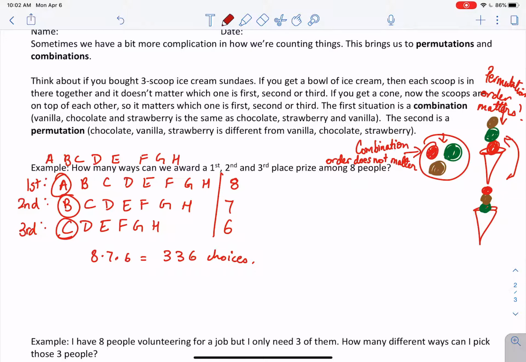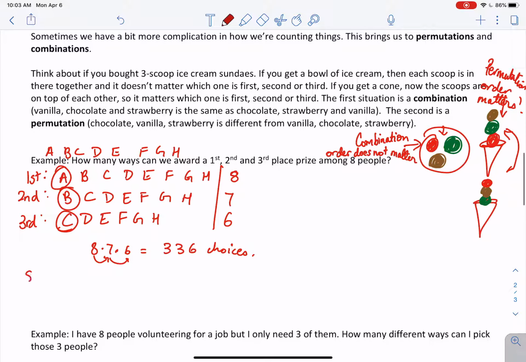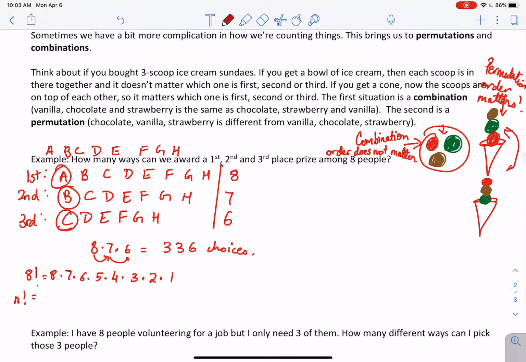So let's think about how I can make this into a formula. I have this pattern here where I'm multiplying and I'm removing 1 each time. This is called a factorial. So if I did, for example, 8 factorial, that would be 8 times 7 times 6 times 5 times 4 times 3 times 2 times 1. Any factorial, so n factorial, is n times n minus 1 times n minus 2 times so on until you get to 1.